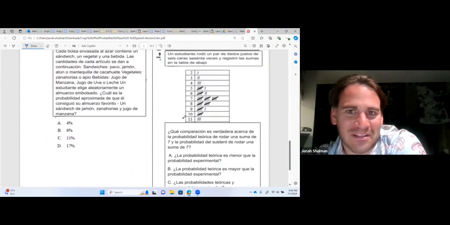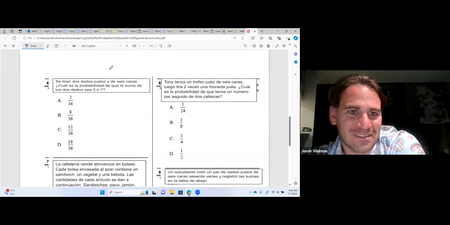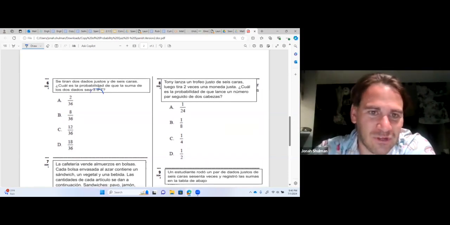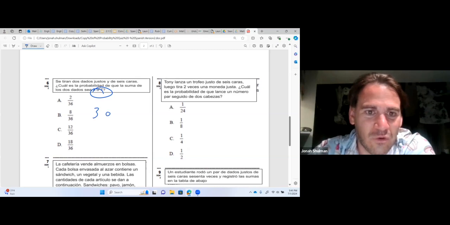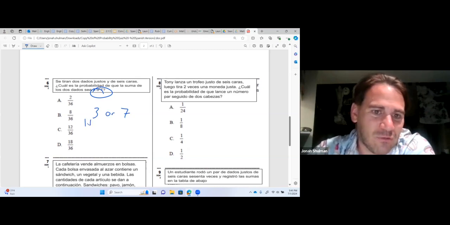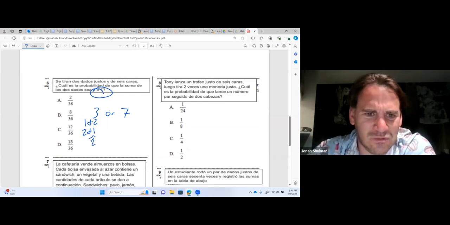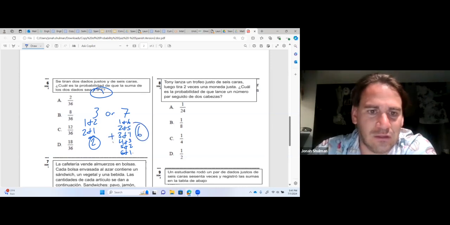Yeah, so obviously you can try it yourself if you want. This is rolling a dice. What's the probability of getting a 3 or a 7? Can I get 3 with 1 and 2, 2 and 1? I think there's only 2 ways to roll the 3. For a 7, it's going to be 1 and 6, 2 and 5, 3 and 4, 4 and 3, 5 and 2, 6 and 1. So this is 2 plus 6. That's 8 out of 36.